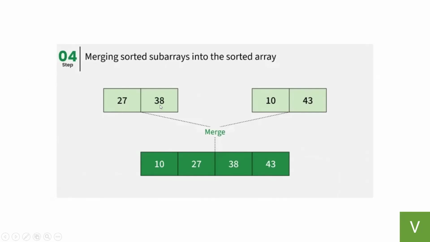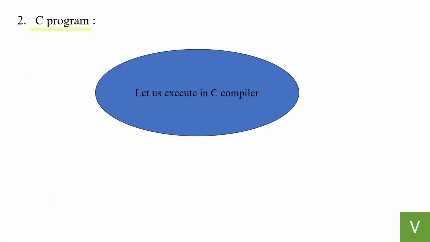Now i has 38 and j has 43. Compare both i and j. Here i is smaller because 38 is smaller than 43. Now pass that i value into the array and increment the i value. Now the only remaining value is 43, and 43 is passed into the array. So this is the sorting process in merge sort. Now let us execute a simple C program in the C compiler.